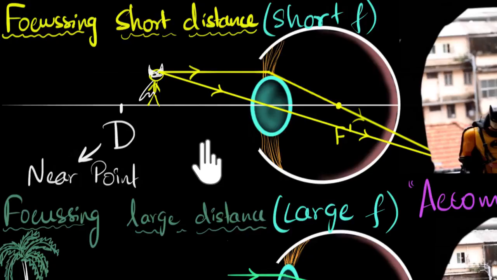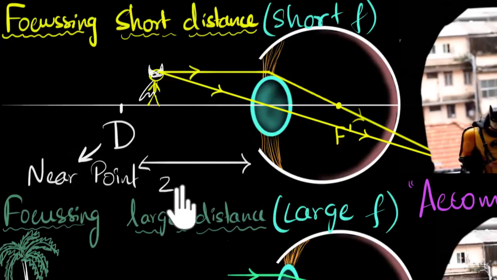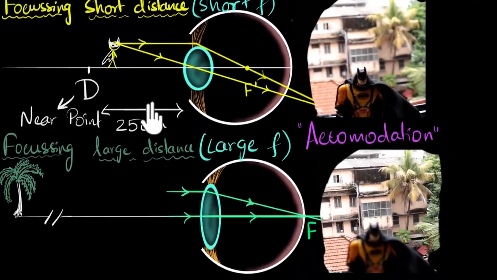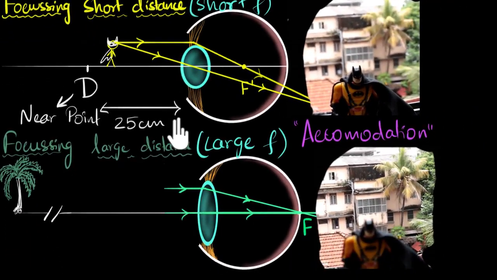And you can test this. Just take your finger and bring it very close to your eye, and you will see you will not be able to focus it. The near point distance really depends on a lot of factors, but the average distance, we usually take that as 25 centimeters. This means any object kept closer than 25 centimeters cannot be focused on our retina. Remember, this is an average distance. It doesn't mean every eye has a near point of 25 centimeters. Some eyes will have smaller than that. Some eyes will also have larger than that.